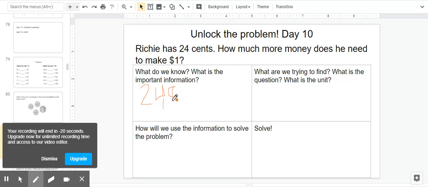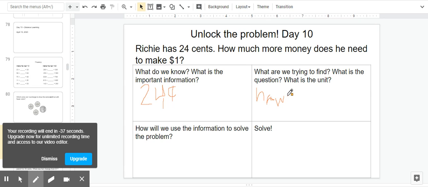What are we trying to find? What is the question? What is the unit? We are trying to find how much more money he needs. So I'm going to write how much. Sorry, my writing's a little sloppy. It's hard on the computer.